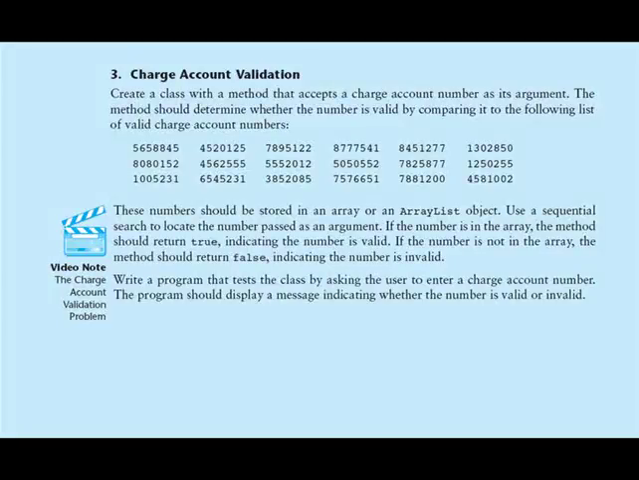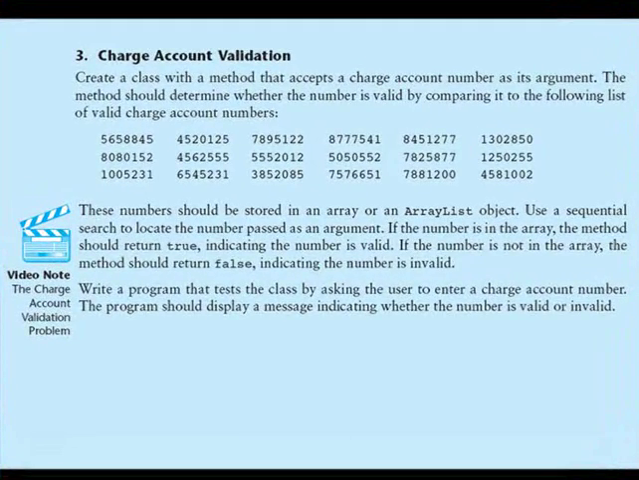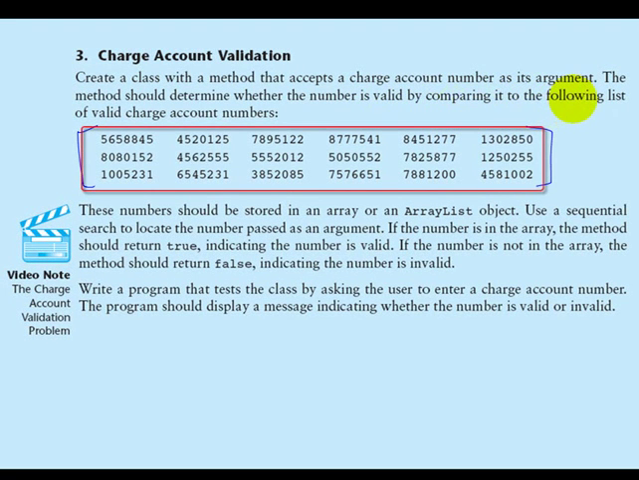In this video, we're going to talk about programming problem 3, the charge account validation problem, at the end of Chapter 8. Now, you'll notice that in the problem you're given a set of numbers, and these numbers are valid charge account numbers. And the problem tells you to create a class with a method that accepts a charge account number as an argument. And that method should determine whether the number that was passed as an argument is valid by comparing it to this list of valid charge account numbers.